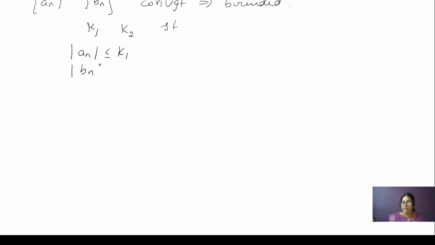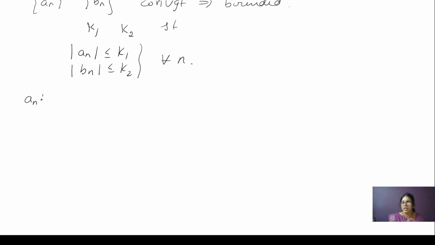Then one more thing is about the product. So here a_n and b_n, given that they are convergent. So they are convergent means they are bounded. So we use the definition of a bounded sequence. So there exist positive real numbers k1 and k2 such that mod a_n is less than or equal to k1 and mod b_n is less than or equal to k2. This is for every n. All terms of the sequence are less than a particular number if it is bounded.